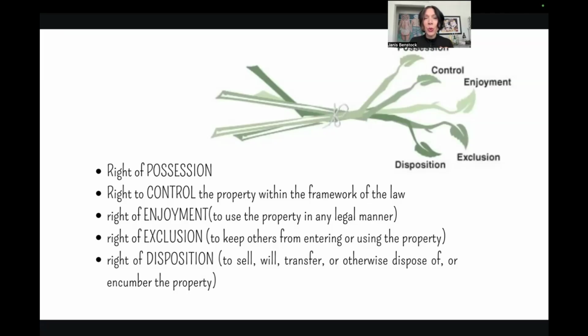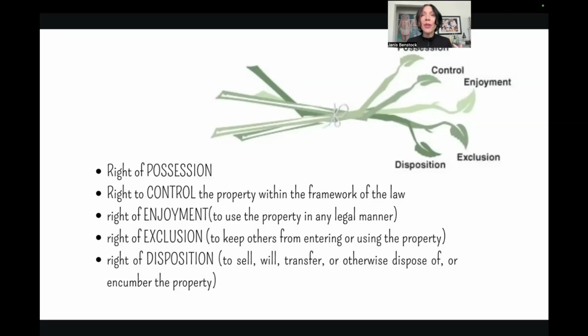The next one is enjoyment. Enjoyment is to use the property in any legal manner. So you can do, again, whatever you want in your property, so long as you're not breaking the law. You can't turn it into a meth house. You can't sell liquor out of there without a liquor license. It has to be within the framework of the law.